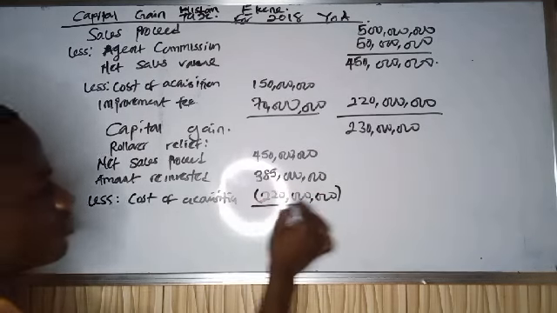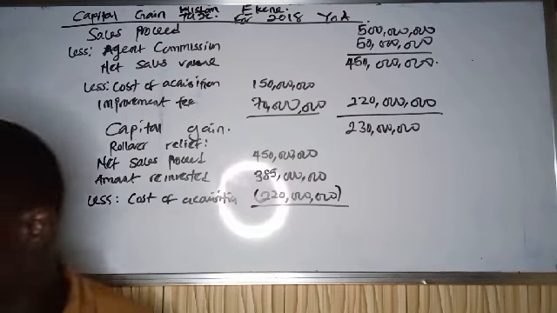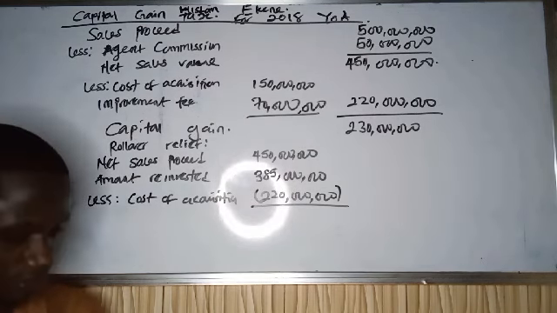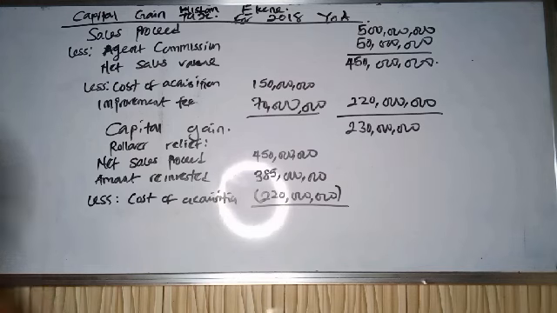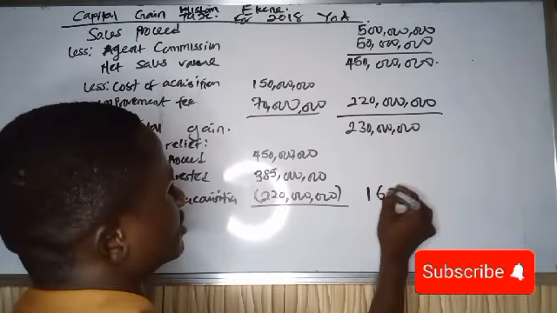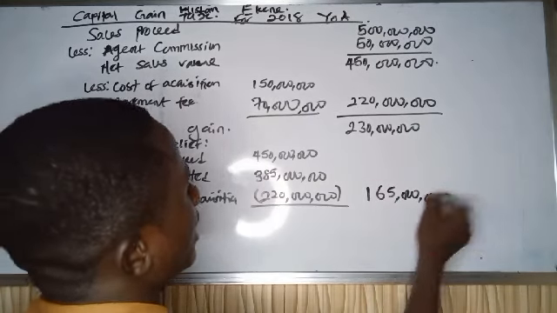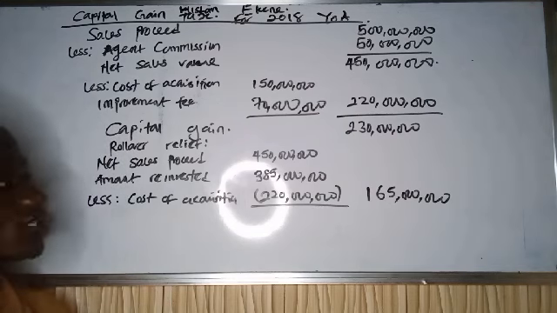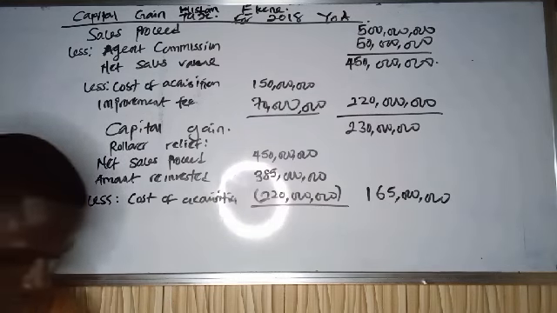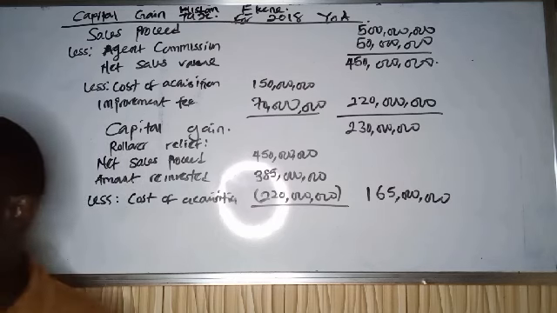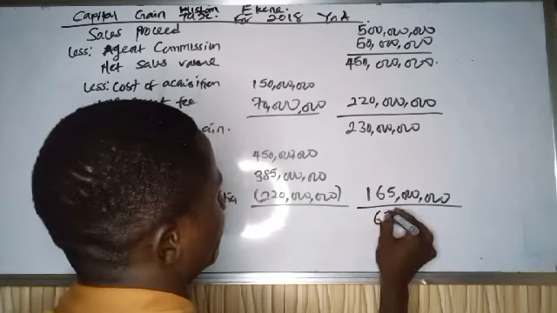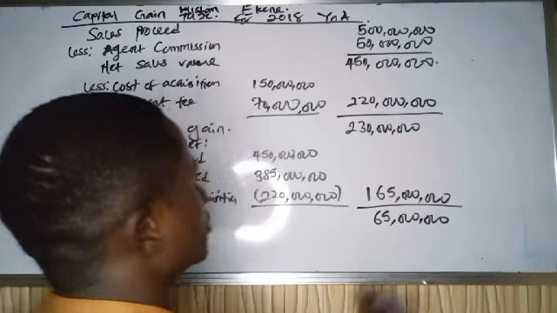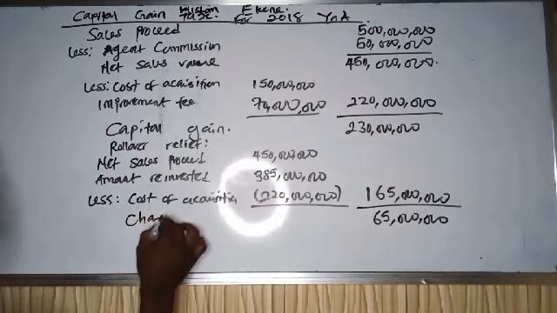Then if I less the cost of acquisition, so 385 million minus 220 million, I'm going to get 165 million. 165 million as my rollover relief. So 165 million, subtract it from your 230 million. 230 minus 165, I'm going to be having a chargeable gain of 65 million naira. So this is my chargeable gains.